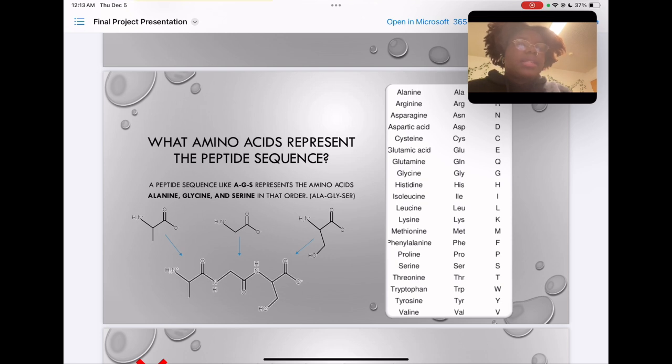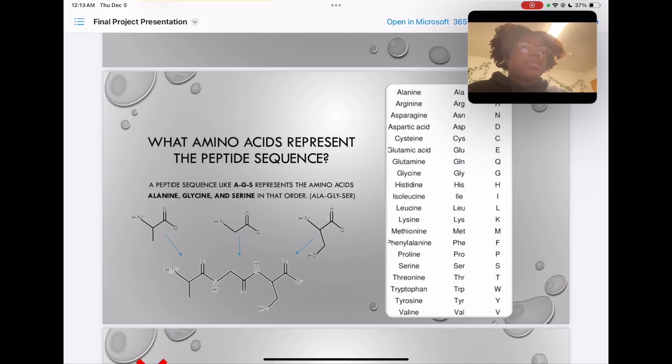Glycine is just going to be your amino group and your carboxyl group. Serine is going to be your amino group, your carboxyl group, and then a hydroxyl group attached to a carbon attached to your alpha carbon. That's how you can identify serine.